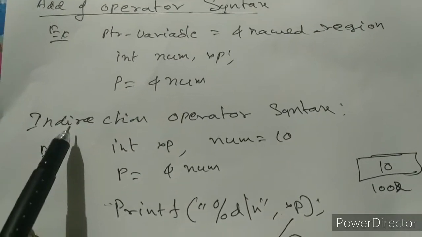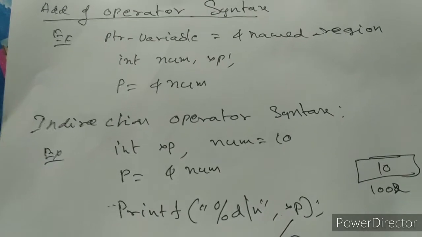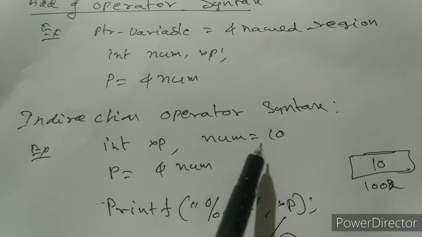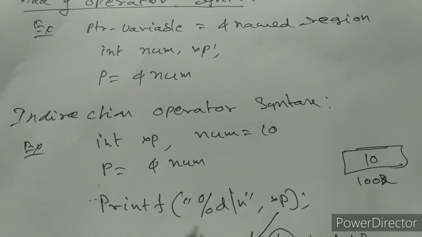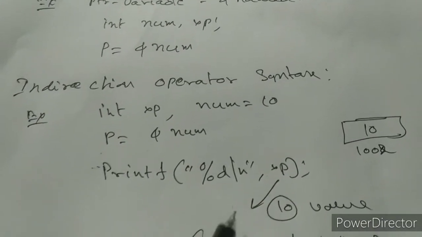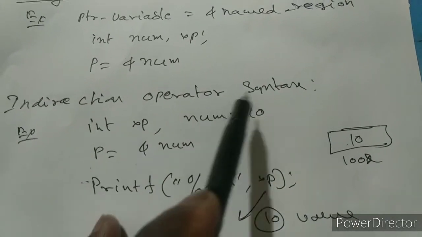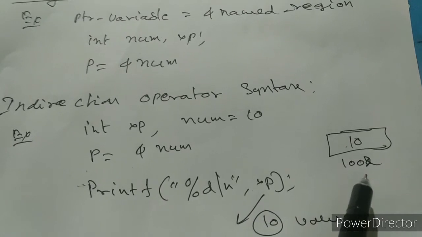Here is the indirection operator syntax. How to use the indirection operator? Let us see. For example, int *p; num = 10; p = &num; printf("%d", *p) prints the value 10. Suppose you have a memory location, in this memory location the value 10 will be stored. It has some default address.